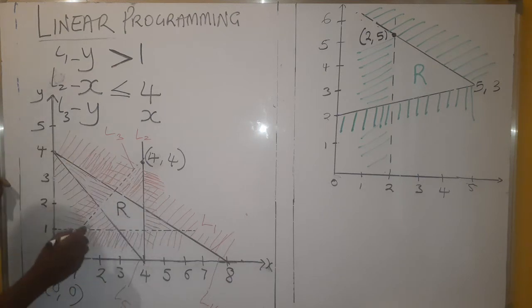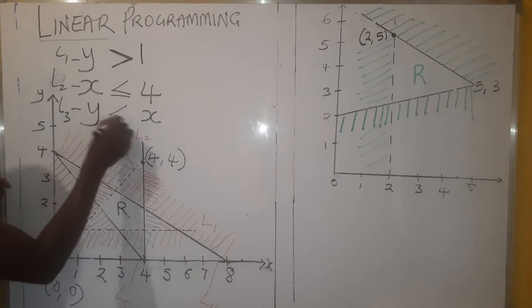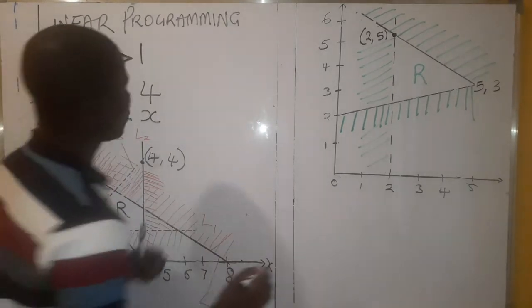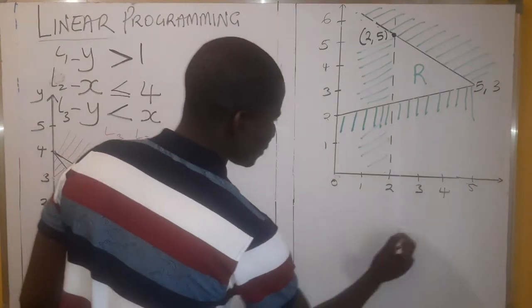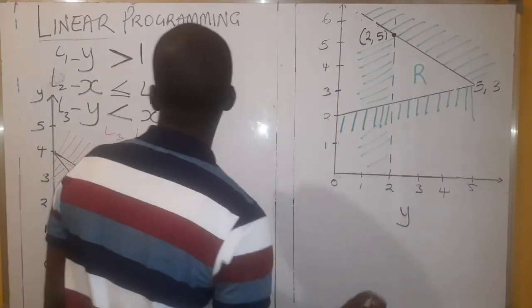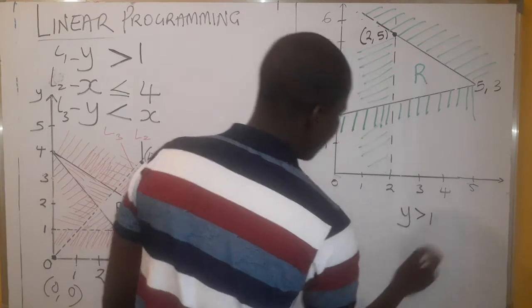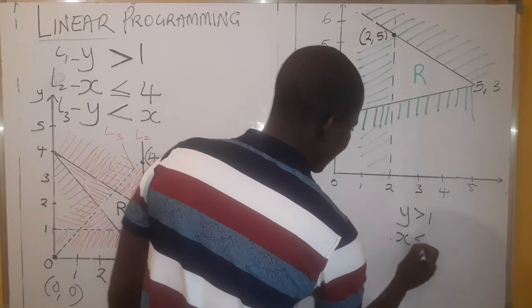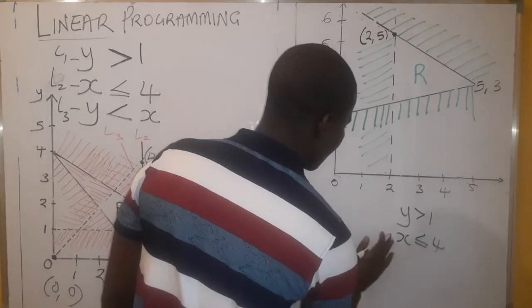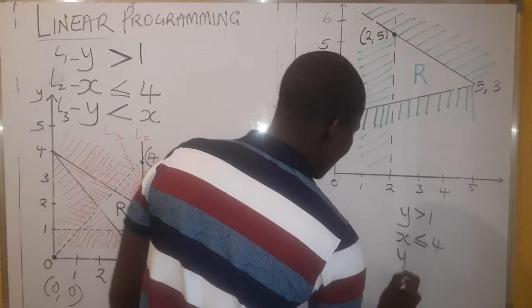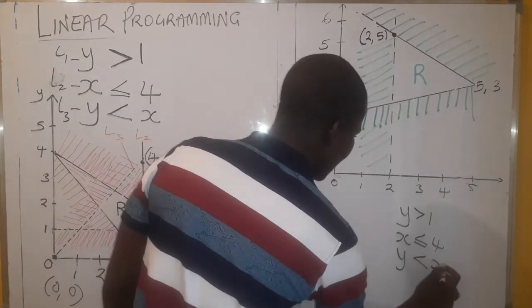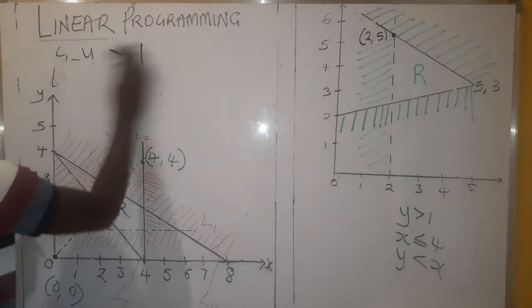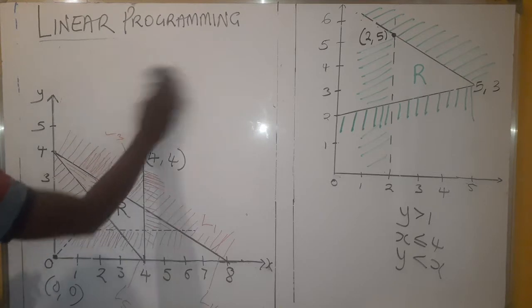Now you should know that the line is broken, so we should say less than. Okay? So the inequalities are, the first one is y is greater than 1, followed by x is less than or equal to 4. Then here we have y is less than x. Okay? Those are the three that we have, and they are very easy, those ones.